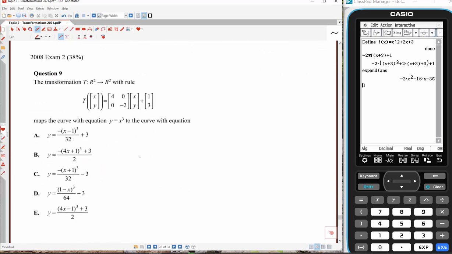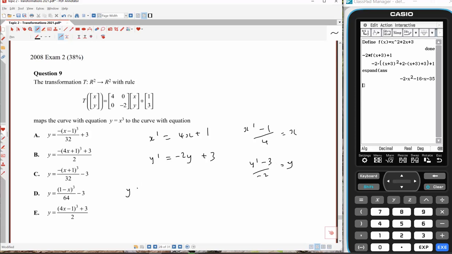Right, the transformation with this rule maps. So 38% of the state got this one right. Maps the equation of y equals x cubed with one of these. So what we'll do is we'll go x dash is equal to 4x plus 1 and y dash is equal to negative 2y plus 3. Now what we'll do is make x and y the subject. So x dash take 1 over 4 equals x, and y dash take 3 over negative 2 equals y.